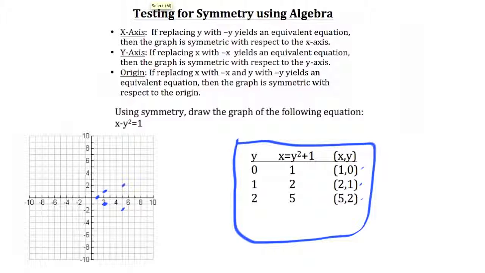We can go ahead and plot the points from the equation, getting (1, 0), (2, 1), (2, negative 1), (5, 2), and (5, negative 2). Then we'll go ahead and connect the lines between the points, and that is the graph of the equation x equals y squared plus 1.